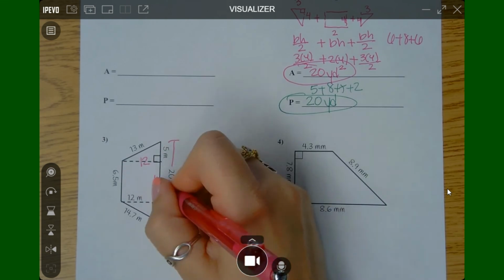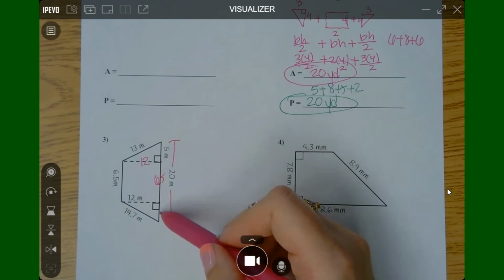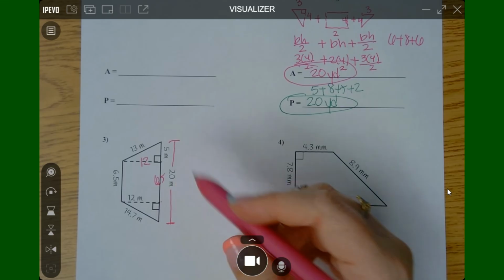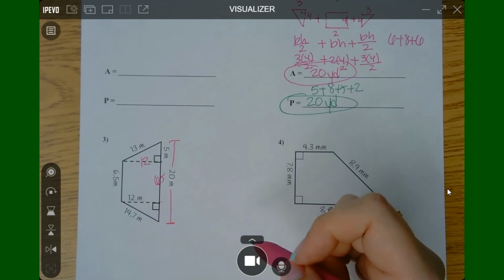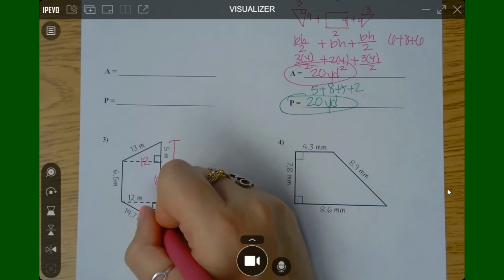So this part is 6.5. From here to here is 5. So to find this remaining piece, add these together and subtract it from 20. What do you get? Okay, well, when you add these, you got 11.5. So subtract 11.5 from 20, you should have gotten 8.5.